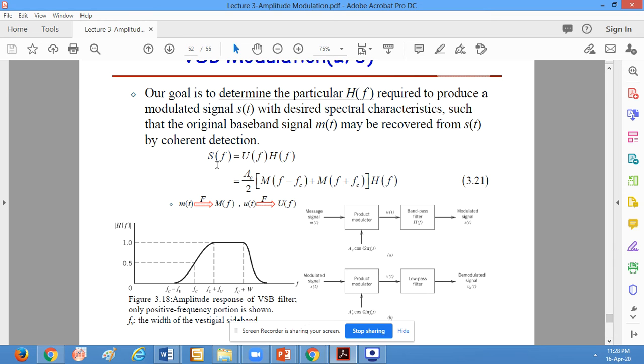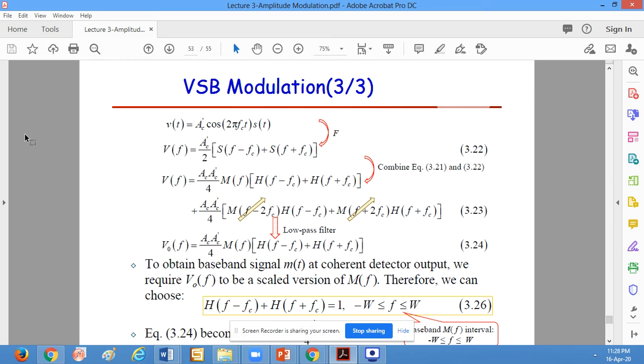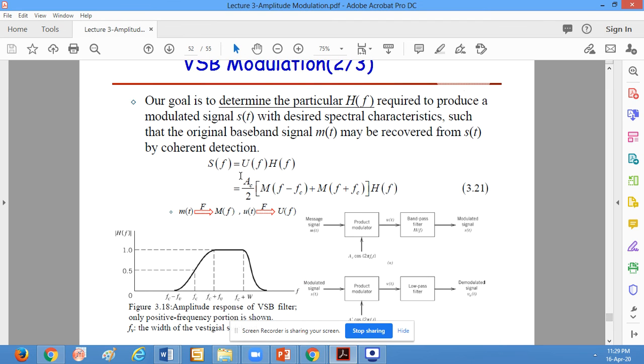We have to keep in mind that S(f) is this value, equation 3.21, which we'll be using later. We have v(t) at the receiver side, that is, the carrier multiplied with the modulated signal. When we multiply this signal, we get S(f minus fc) and S(f plus fc), taking the Fourier transform of this. Now we combine equations 3.21 and 3.22. In equation 3.21, f is replaced by f minus fc and f plus fc. Whenever we have f minus fc here, this will cancel out and we will get the output as M(f).